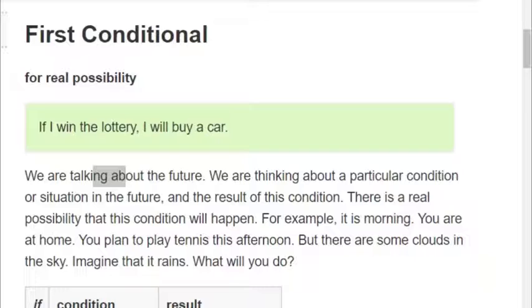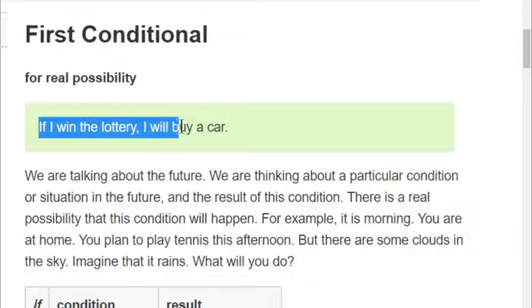That sounds a little bit confusing, so let me give you an easier example. Take a look at this first conditional sentence right here. We use the first conditional for a real possibility, meaning it will happen or it might happen. There's a very good chance that it will happen. For example, this sentence: if I win the lottery, I will buy a car.